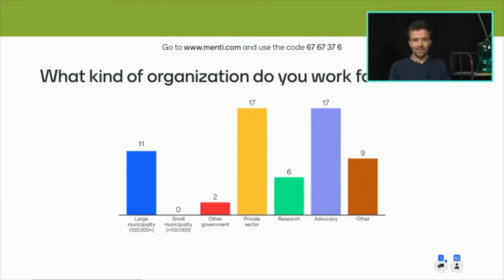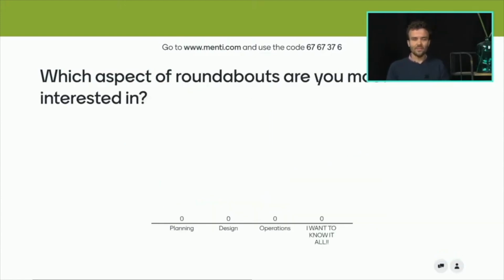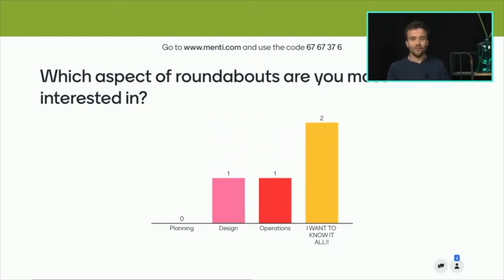That's very good. Okay, so while we get that going, the next question is, why are you here? Which aspect of roundabouts are you most interested in? Is it mostly the planning of it, so in terms of transport planning? Where do they fit? Where do they get built? And why? Is it mostly the design? What are the design details that we can use, and what do we need to keep an eye out for when designing these things? Operations, obviously, how do they work? Or do you just want to know it all? Which, not surprisingly, is a very popular option. And spoiler alert, we will be covering all of these topics, so that's nice to see.